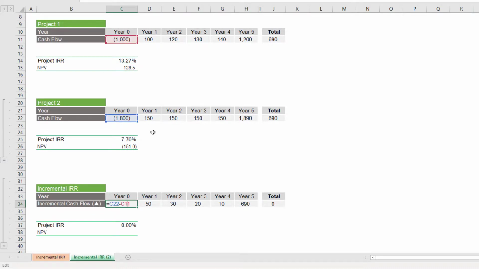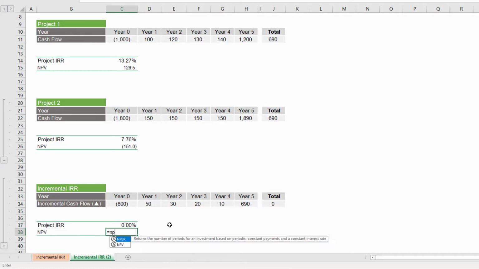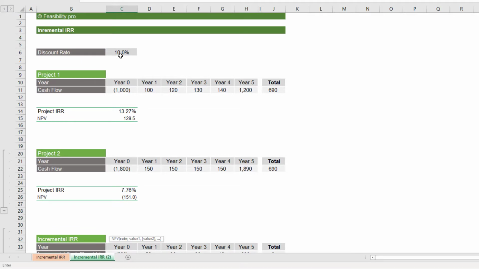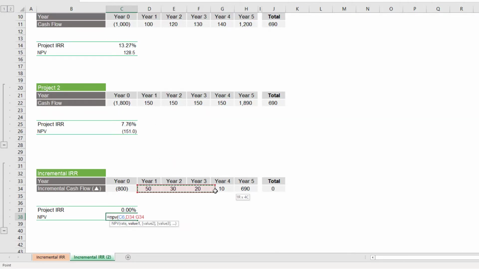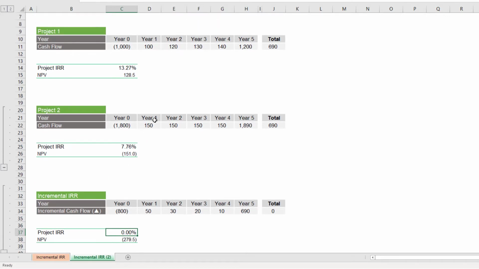So this is the difference between this and this. And you can notice that the incremental cash flow brings 0 net cash. You don't have to do anything else again. But if you calculate the IRR of this one, the IRR is 0, and the NPV of this one will be rate, which is 10%, and the cash flows, and just add back the initial investment. So you get a negative NPV. That means if the incremental IRR is 0, you should not take the second project. You should only take the first project.